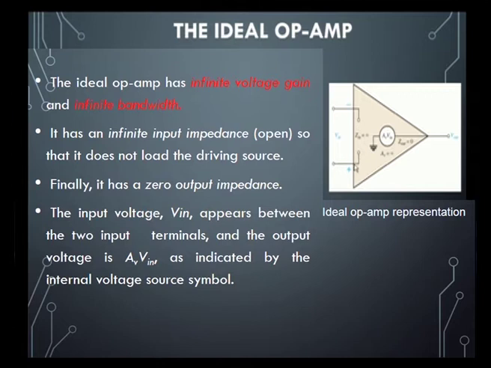The input voltage V in appears across the 2 input terminals, and the output voltage we can represent as Av times V in, because Av times V in represents V out in an ideal op-amp. Since it is an open circuit mode, we are representing V out as the voltage gain multiplied by the input voltage. These are the important things that we need to remember about the ideal op-amp.